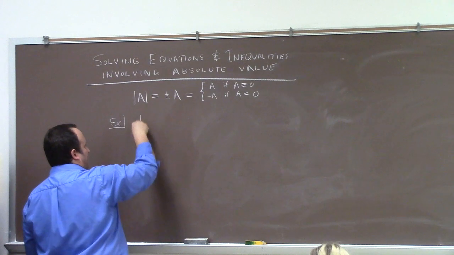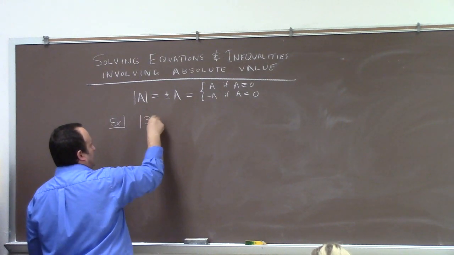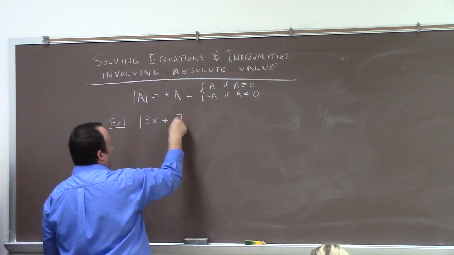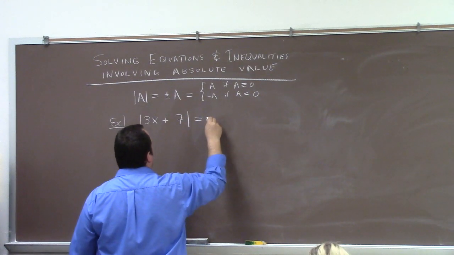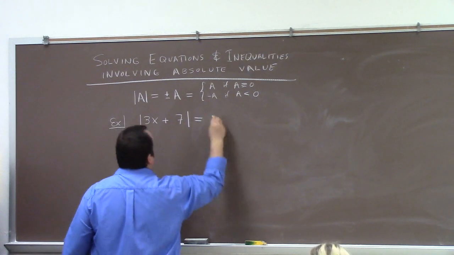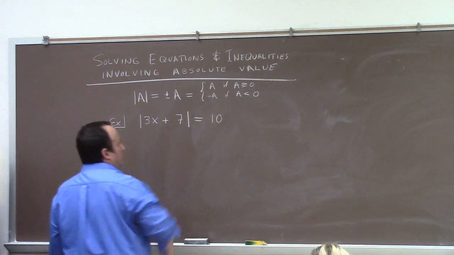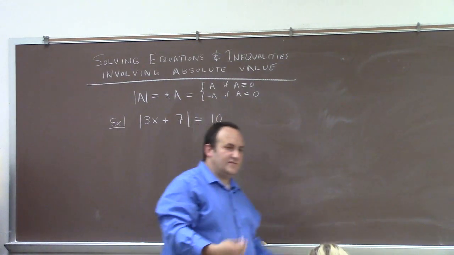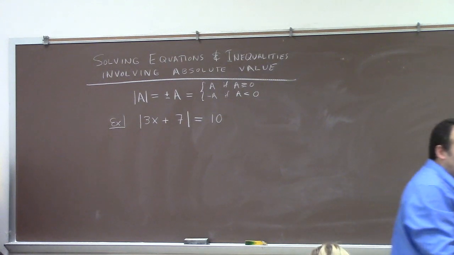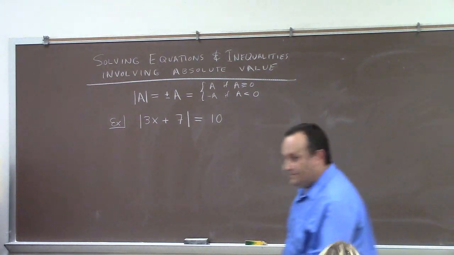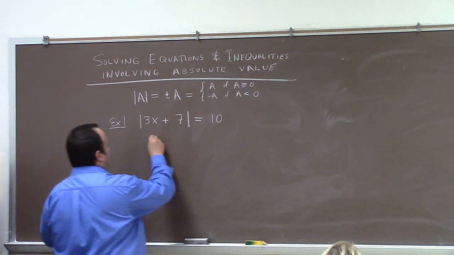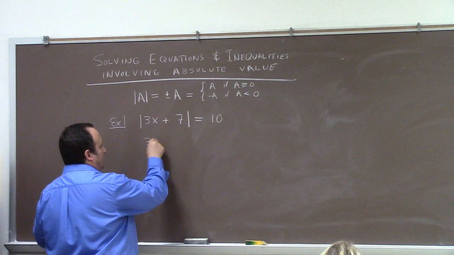Suppose we're going to solve the absolute value of 3x plus 7 equals, I don't know, 10. How do you solve this kind of equation? Say 3x plus 7 equals what?